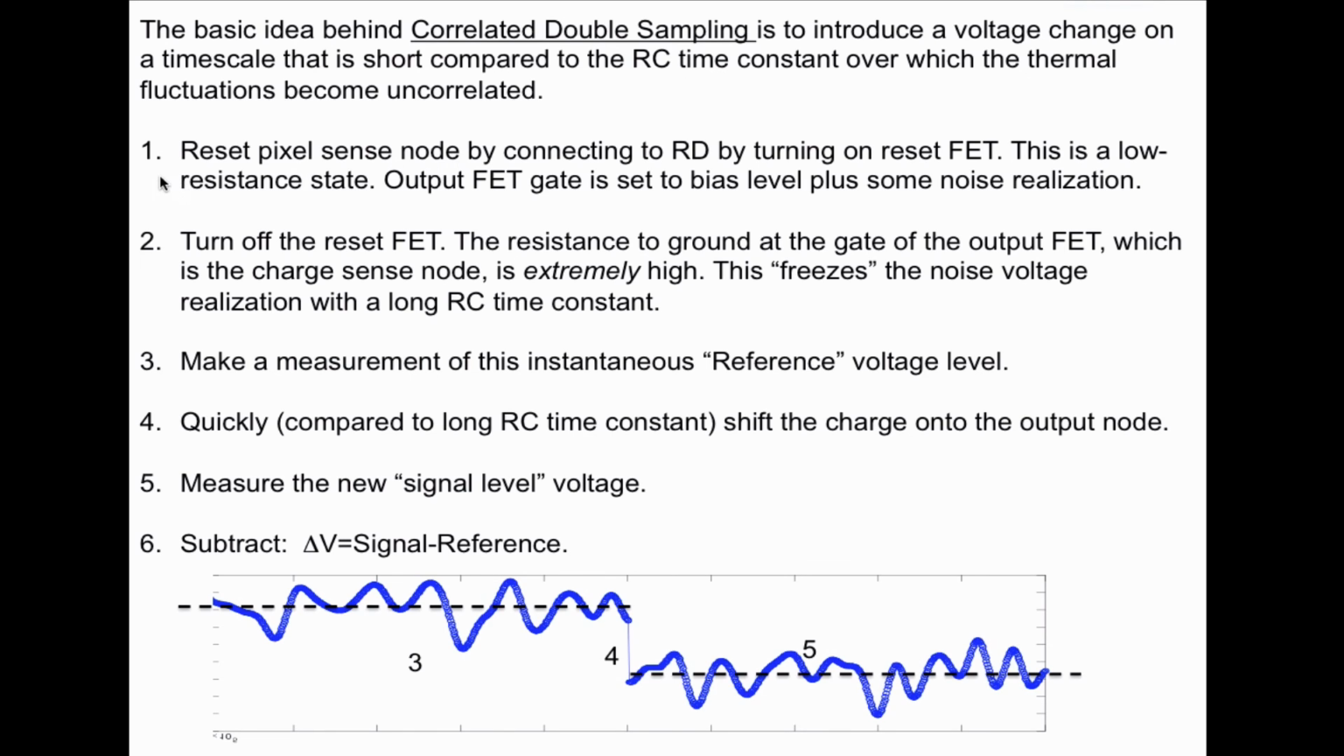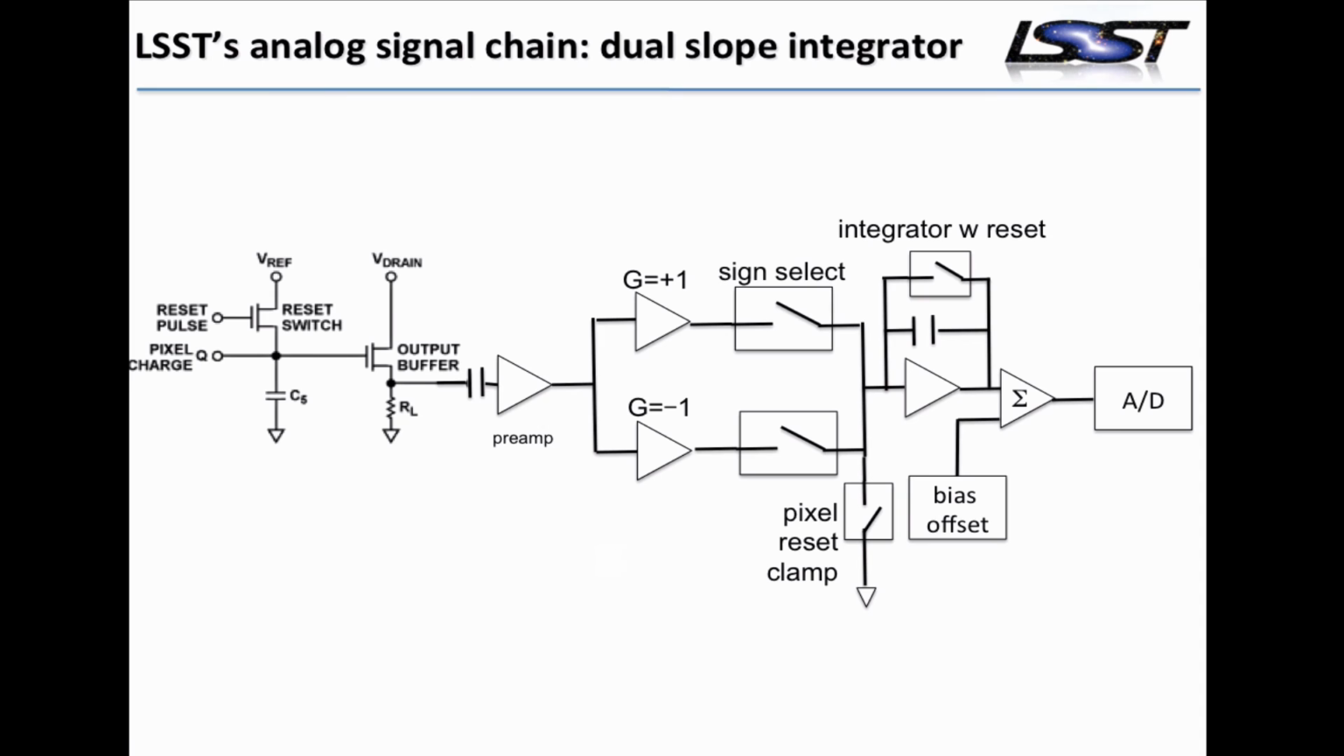So the sequence is the following. We reset the pixel by turning on that reset FET. When I do that, that's a low resistance connection, and so that essentially has high frequency fluctuations, but then as soon as I turn that off, it's kind of frozen. As soon as I turn off that output FET, it sort of freezes the voltage level. I measure the reference level. I quickly shift the charge onto the output node. I measure the new signal level before things have had a chance to change very much, and I measure delta V. So it's really basically doing time domain differential sampling over timescales that are short compared to the natural timescale.